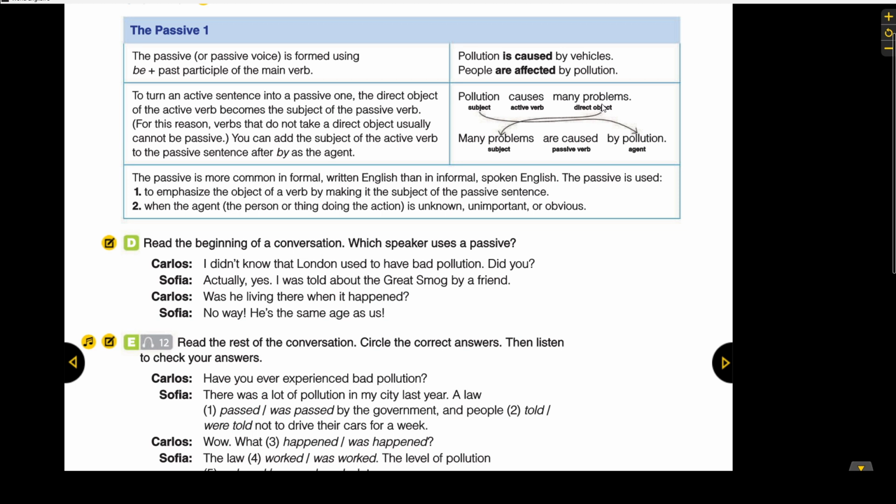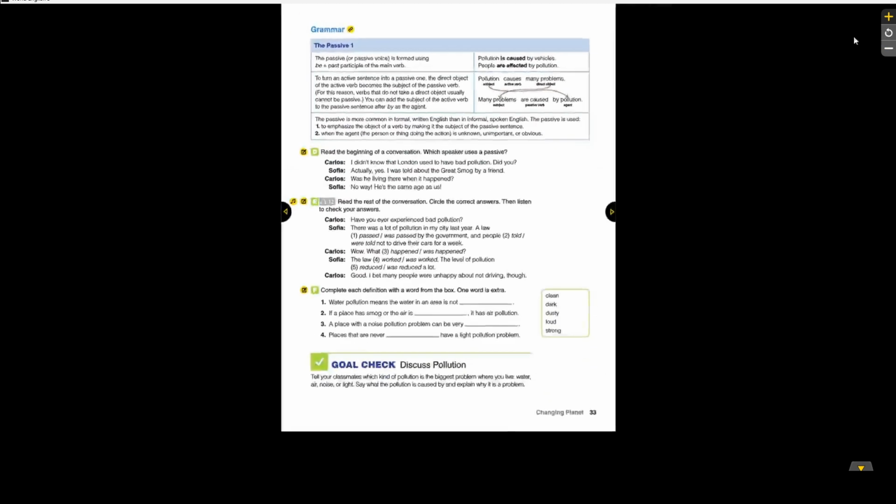Now, what happens is the direct object becomes the subject, and now the subject is the agent. And the verb, as was mentioned up here, becomes passive with the use of the be form and the past tense. So, "Pollution causes many problems" changes to "Many problems are caused by pollution." That's what this is explaining to you. All right, let me reset this.